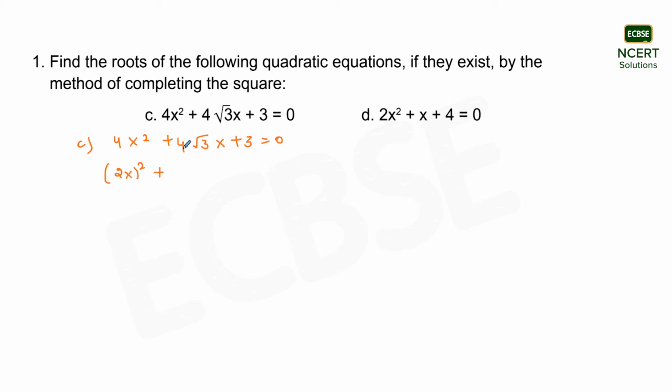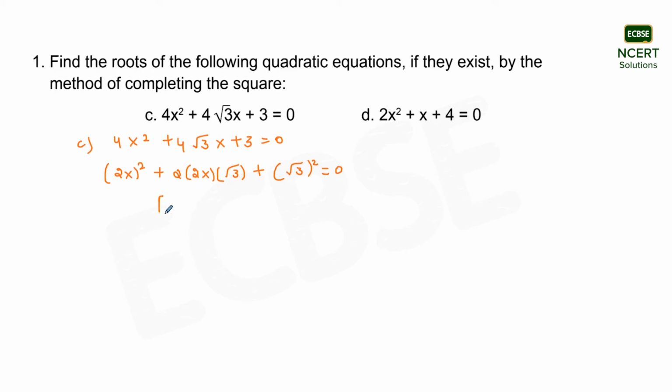And we can also write the term 4 into root 3x as 2 into 2x into root 3, plus 3 can also be written as root 3 whole square, which is equal to 0. Means we have just changed how to write the equation, but the equation is the same as given in the question. Now if we observe this equation, then it looks like a square plus b square plus 2ab, where a is 2x and b is root 3.